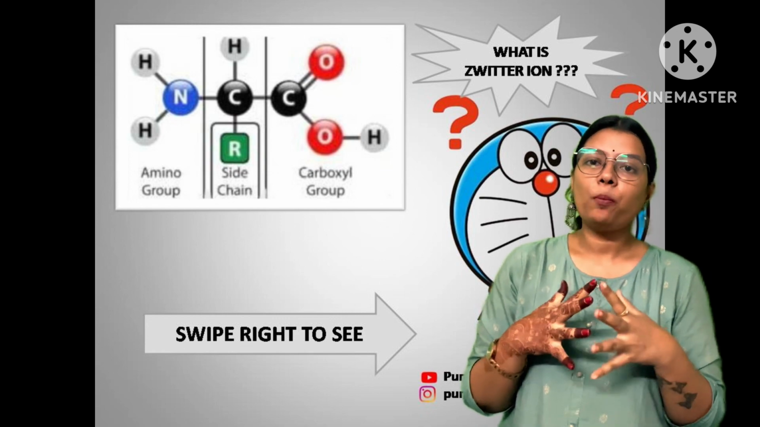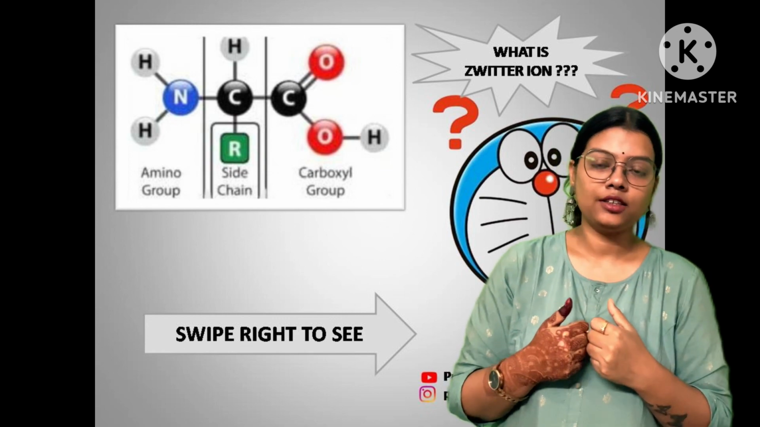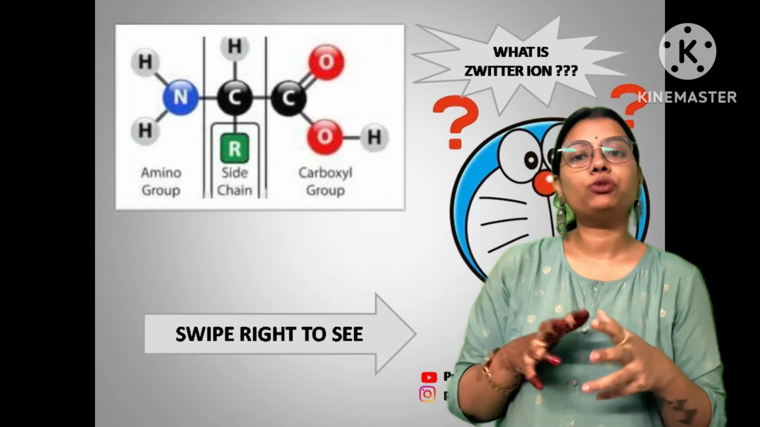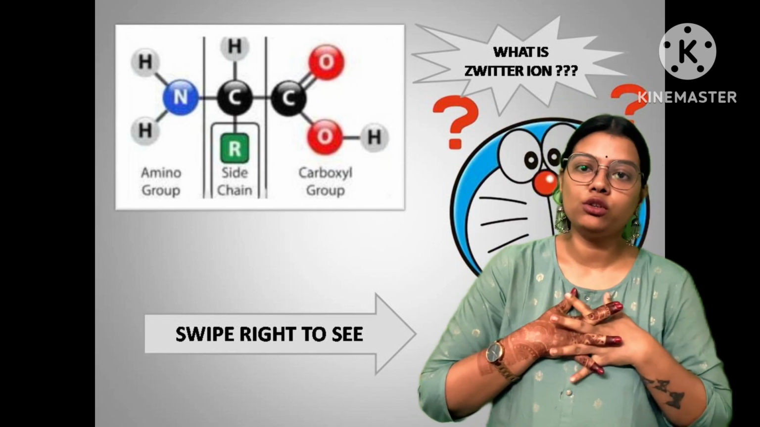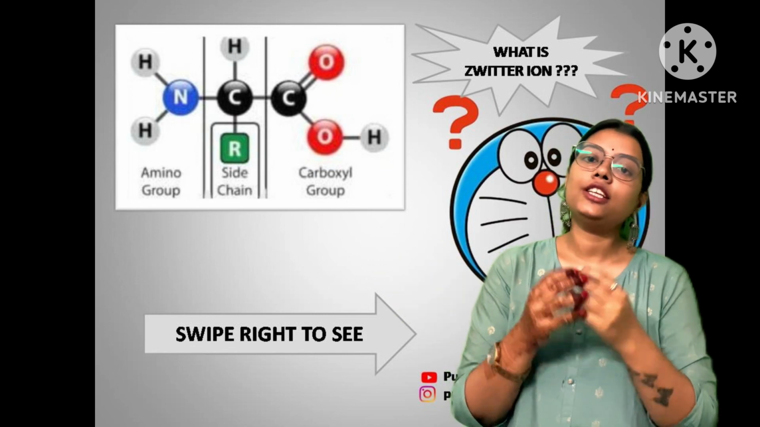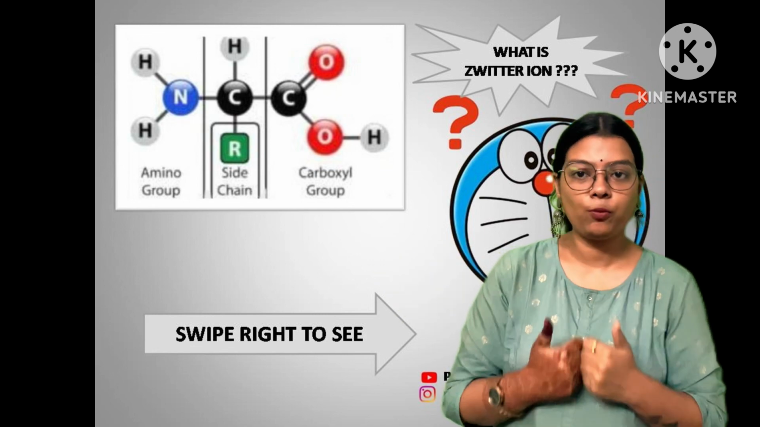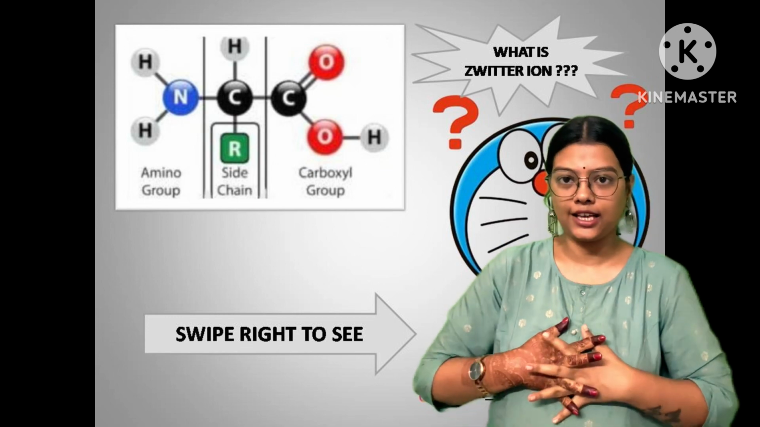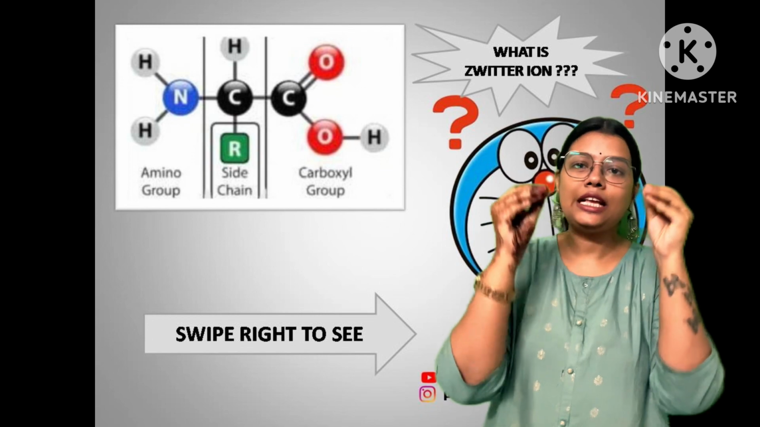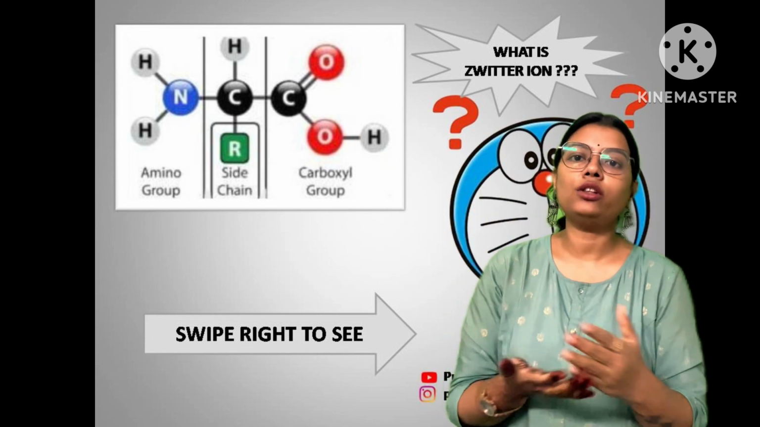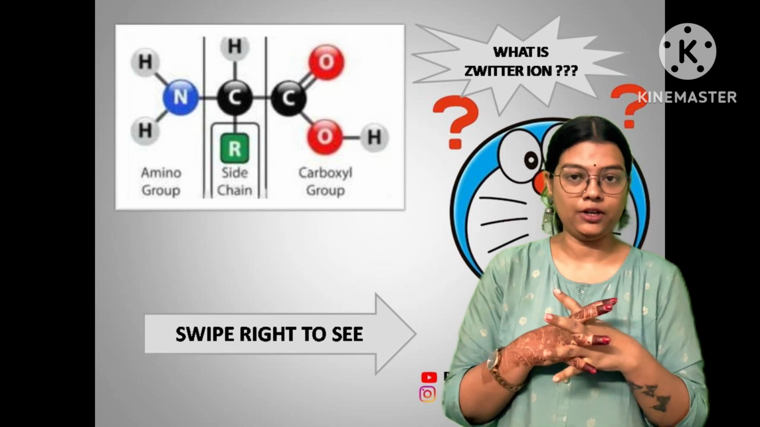So today the topic is what is Zwitter ion or what is dipolarized ion. This Zwitter ion comes from a topic known as biomolecules of 11th NCERT. And we know that this biomolecule is a very important chapter for the NEET exam as well as all the entrance exams. 2 to 3 questions easily will come from this chapter. So we'll go through all the important questions of this chapter.